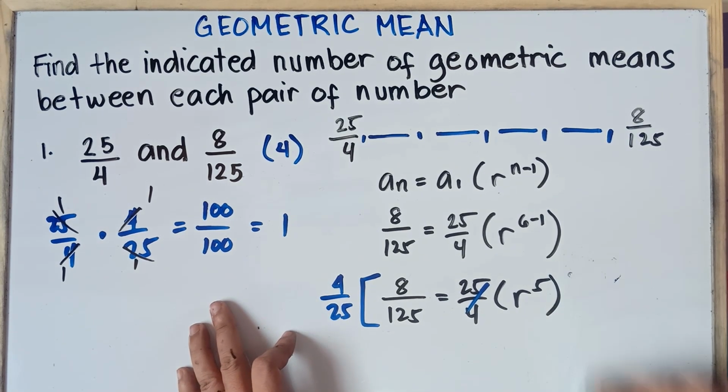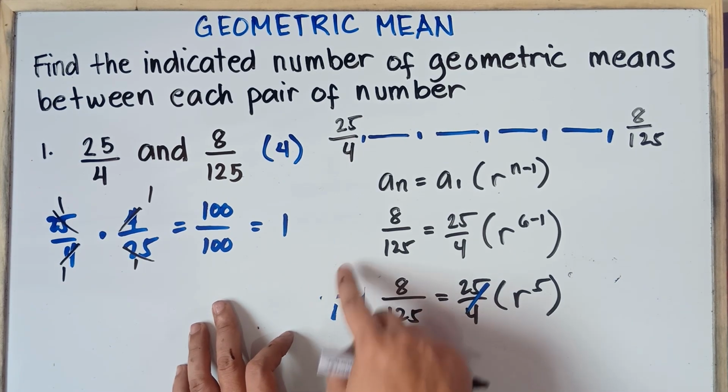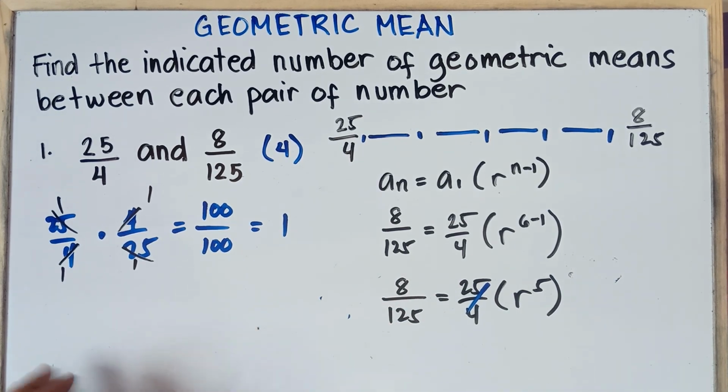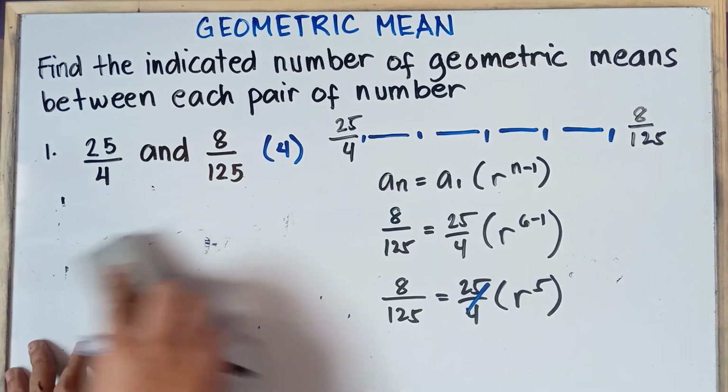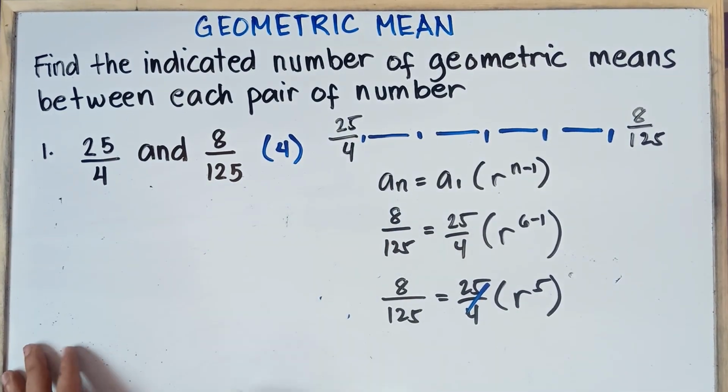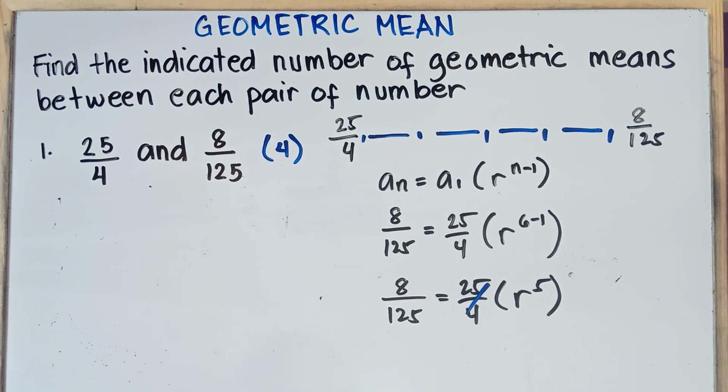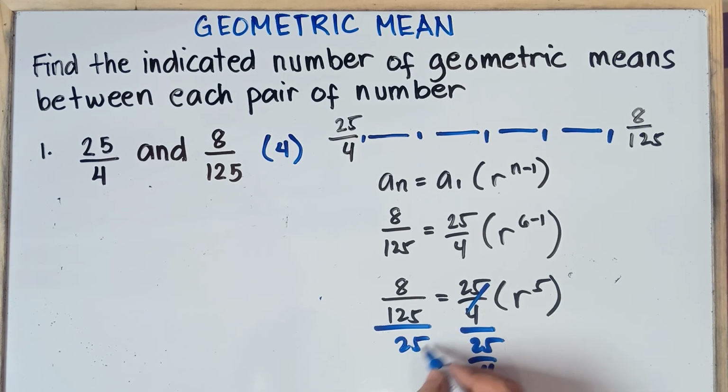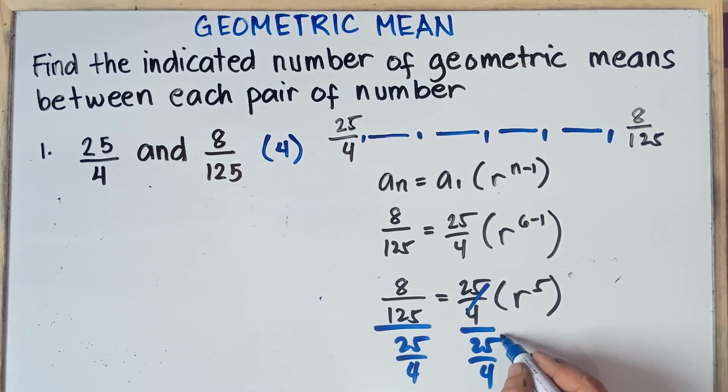Let's have the other solution, class. Now, what is the other solution, sir? Now, the other solution, class, we can just simply divide both sides by 25 over 4. So divide both sides by 25 over 4. And then we can cancel this out. And the remaining equation, class, will be only r raised to the power of 5.